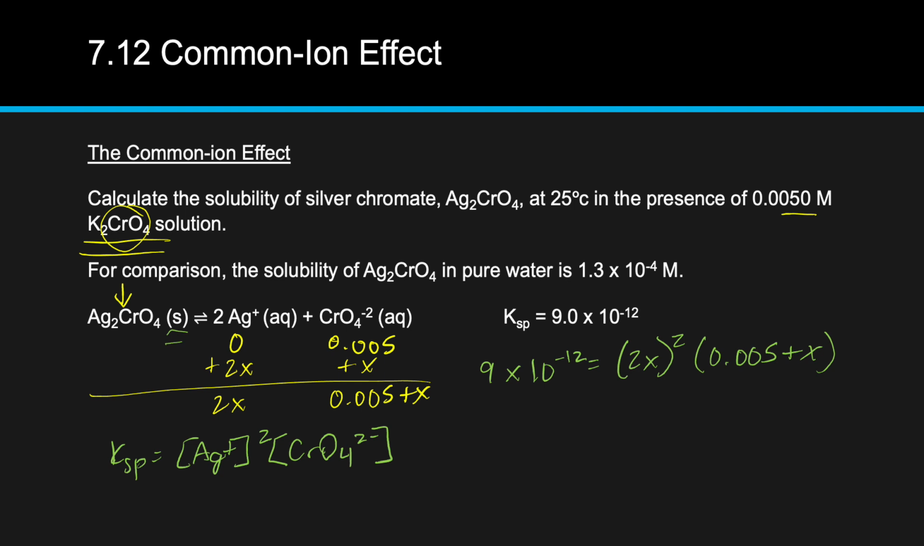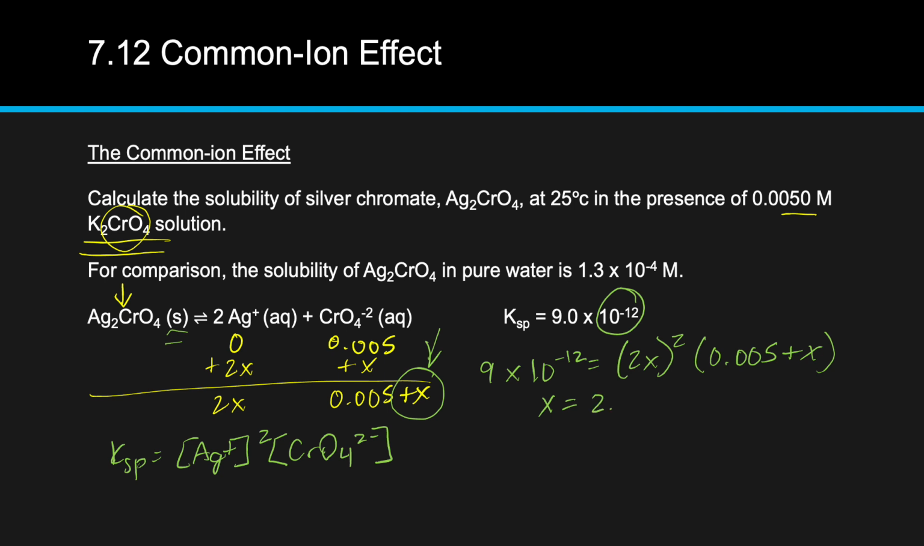Now I'm technically doing this the correct way. If you would like to remember, take this off to make your life way easier in terms of solving, I am okay with that. Again, just because this KSP value is so low, which means this x value is going to be really, really small. So it's not really going to affect the math much. So if you'd like to do that for ease, you can definitely do that. So let's go ahead and plug this into our calculator to get x.